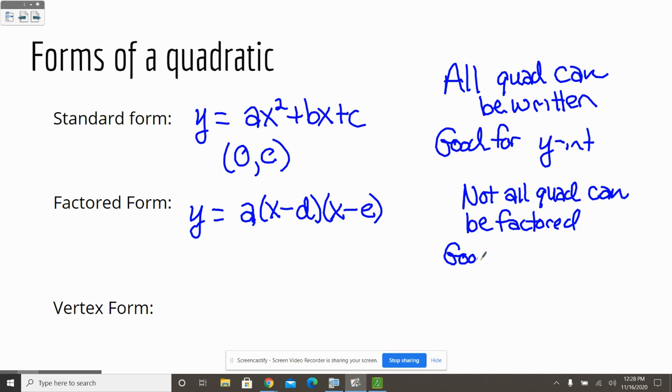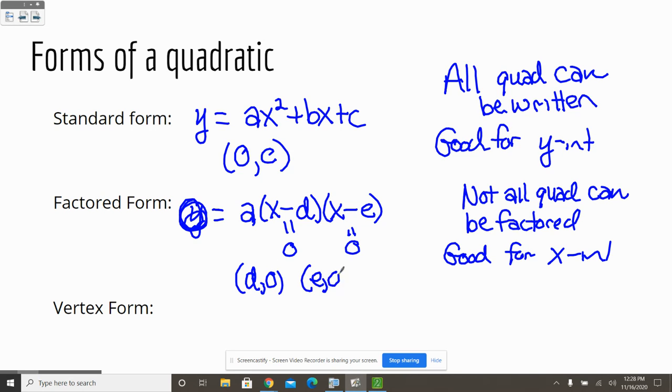It's really good for the x-intercepts, because x-intercepts means y equals 0. And if y equals 0, that means that either this guy or this guy has to be 0 because these two are being multiplied by each other. And then the x-intercepts would be d, 0 or e, 0 because you would just change the sign.